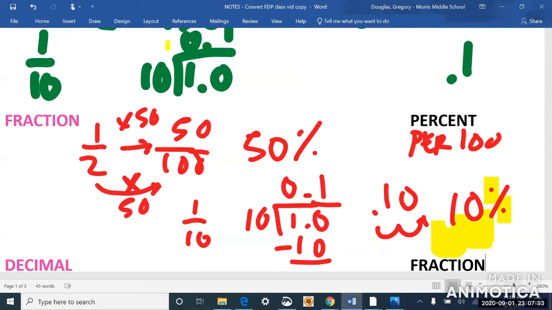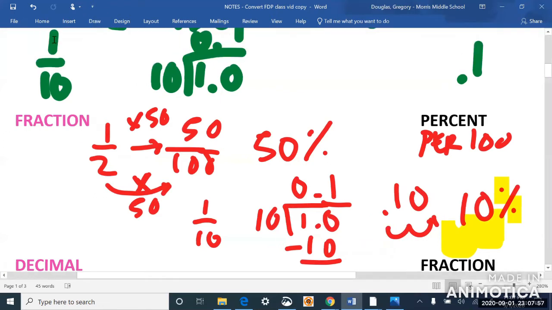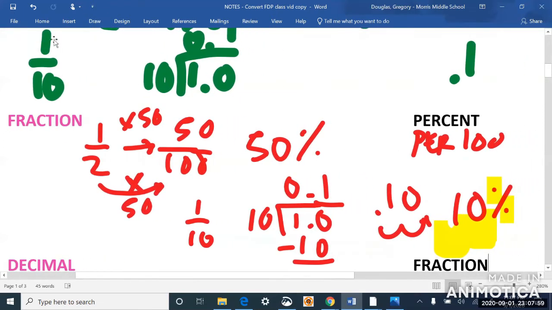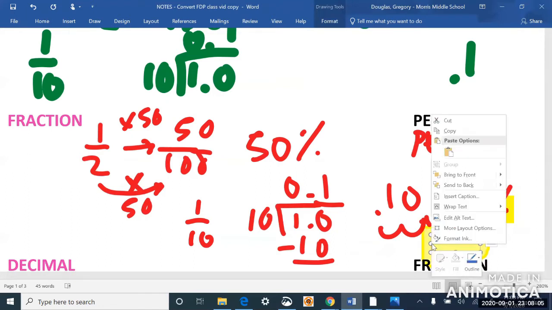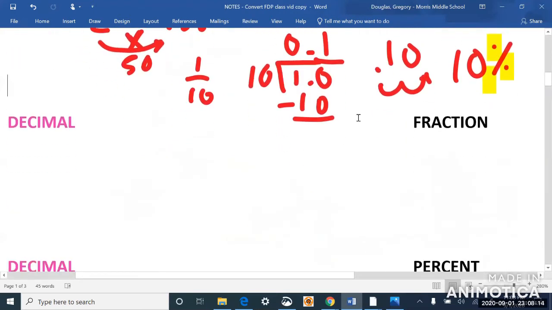Anyway, that highlighter was a waste. Let me get rid of that. Let's go ahead and go to the next one, and I guess I can't erase. Oh, I can just delete that. Thank you for your patience. Cut. All right, let's move along. We're almost halfway. There's not a whole lot to this one, guys.